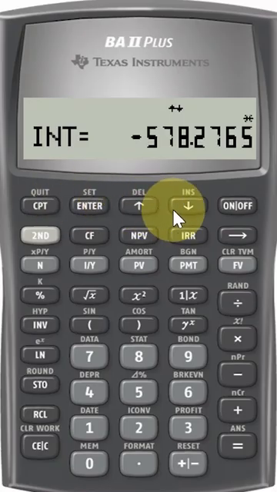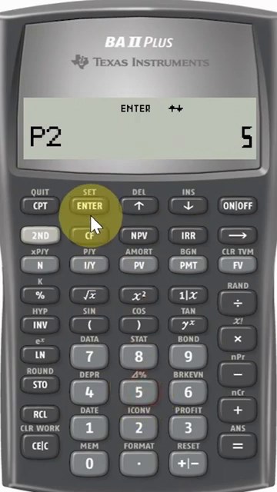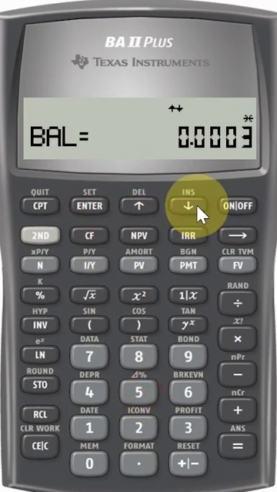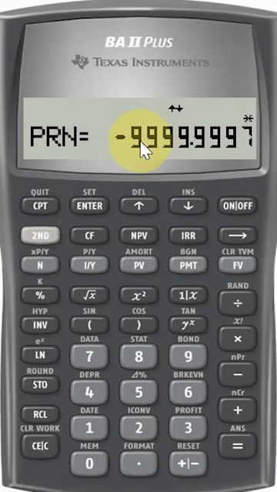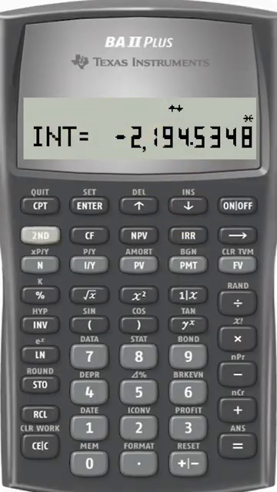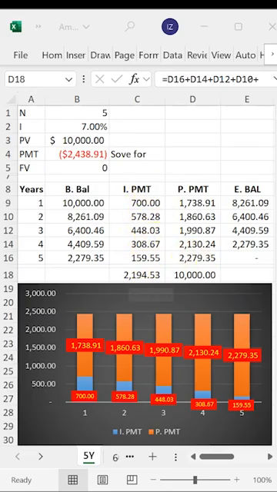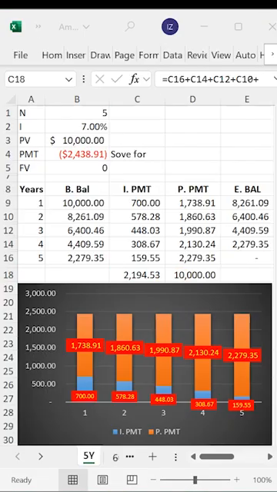So one thing that's interesting is you can actually do a range. So period 1, let's do year 1. And period 2, let's do year 5, enter. So for our balance, it's going to effectively be 0. But notice now, this is going to tell us how much we paid in principal, which is effectively $10,000. And it's going to tell us how much we paid in total interest payments, $2,194.53.